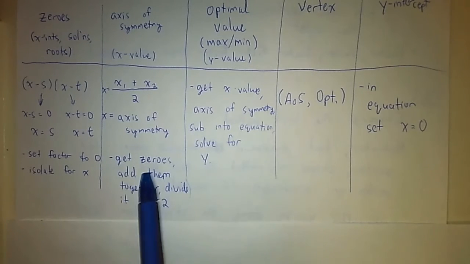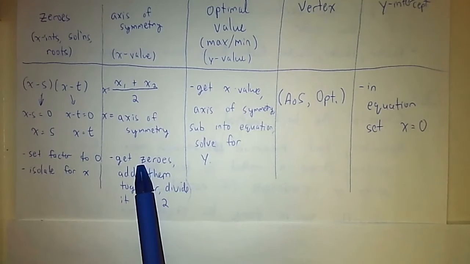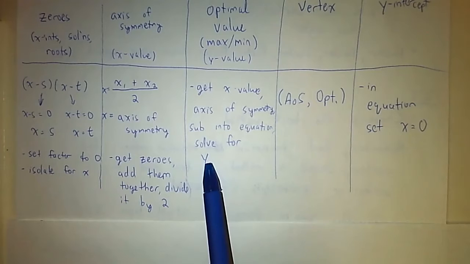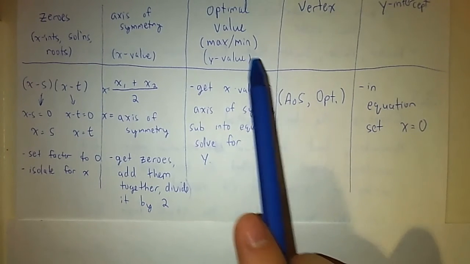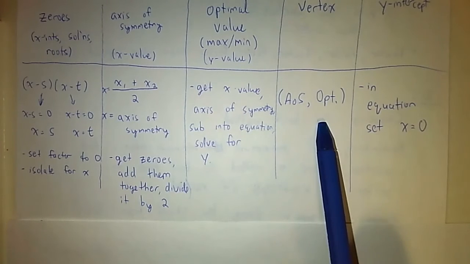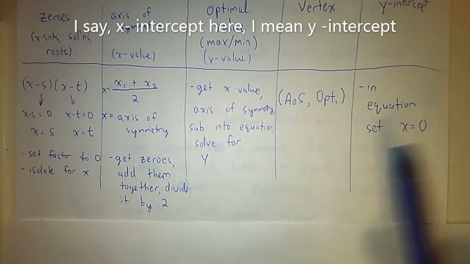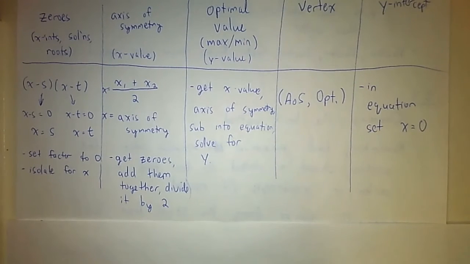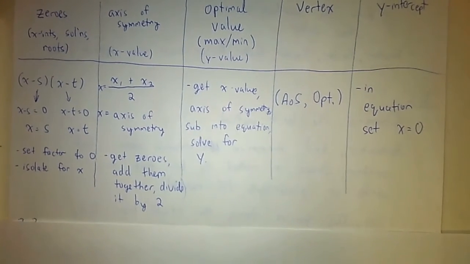To find the optimal value, I get that x value that I got from my axis of symmetry, put it into the equation, and then solve for y, and I'll get the optimal value. It'll be a max or min value depending on the equation. They go together to give me the vertex. And then to find the y-intercept, I just put x equal to 0 into the equation and then solve for y. So we practiced that a lot.